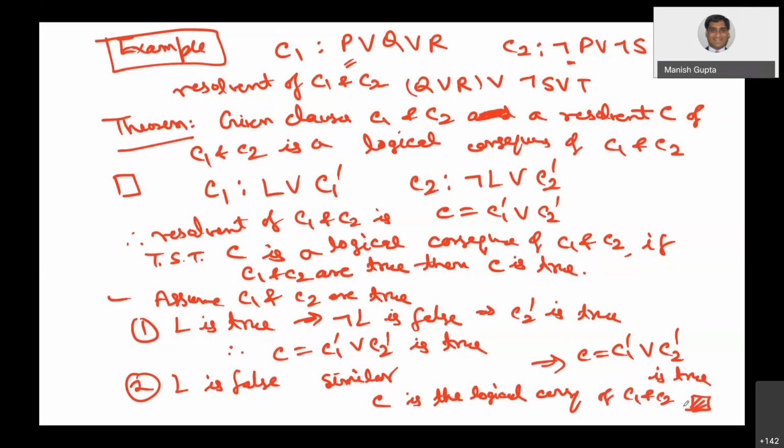Right? So now we are in a position to describe the resolution principle.